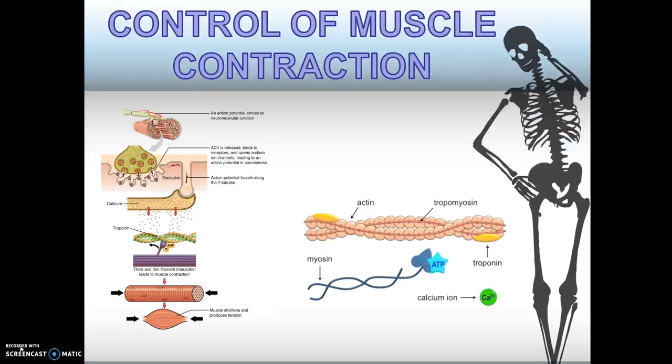Muscular and skeletal. Control of muscle contraction. Muscle contraction can be looked upon using two variables, length and tension. Isometric is where the muscle tension changes, but the length of the muscle stays the same. Isotonic is if the muscle length changes, but the muscle tension stays the same.